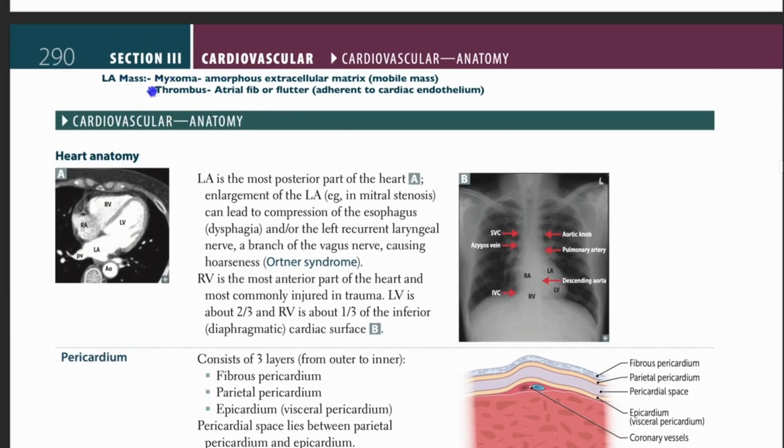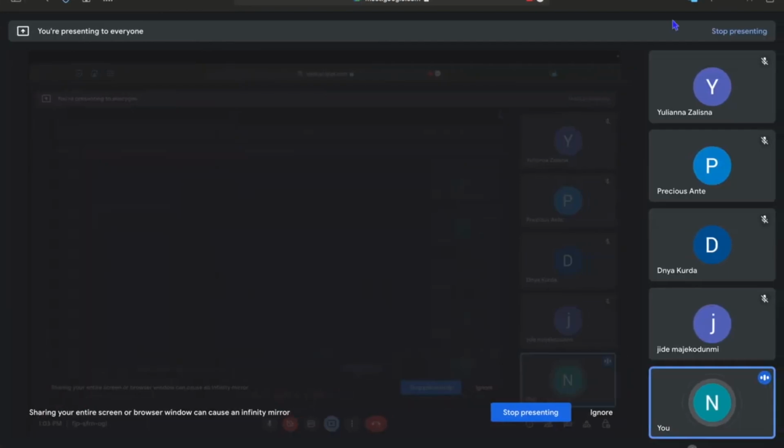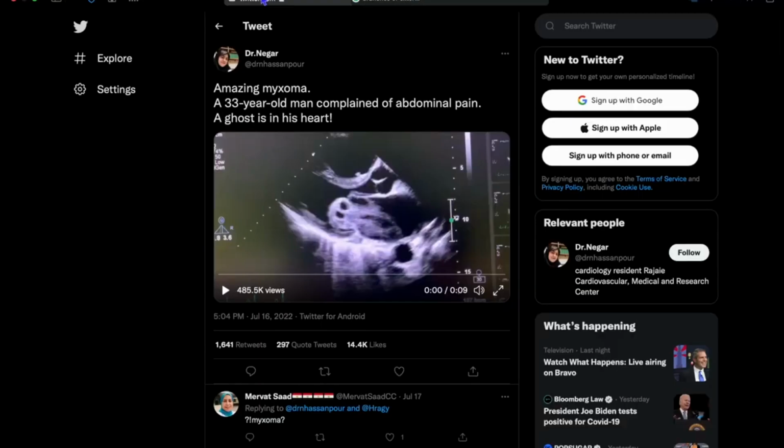Oh yeah, so before we go on, LA mass: myxoma, amorphous extracellular matrix, mobile mass, and then you have thrombus, which creates the atrial fibrillation or flutter. The difference between the two is that the thrombus is adherent to the cardiac endothelium. Remember this? Just recently on the group, someone put up a video from Twitter. So I think I have that open here.